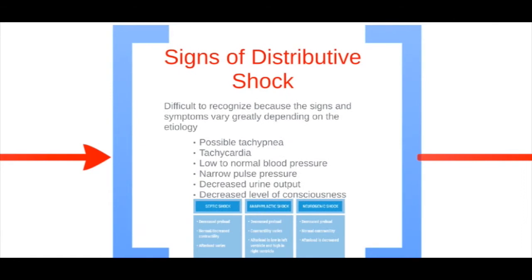The signs of distributive shock are difficult to recognize because the signs and symptoms vary greatly depending on the etiology. Possible tachypnea, tachycardia, low to normal blood pressure, a narrow pulse pressure, decreased urine output, and decreased level of consciousness are all signs of distributive shock.